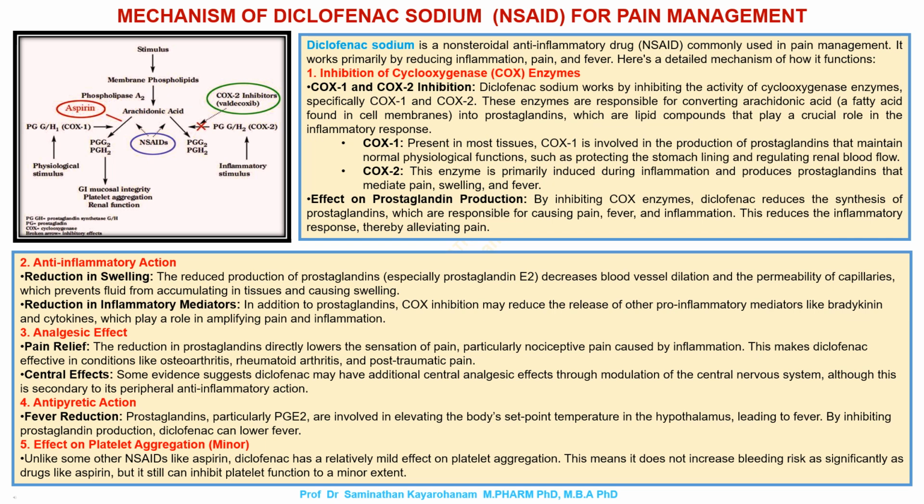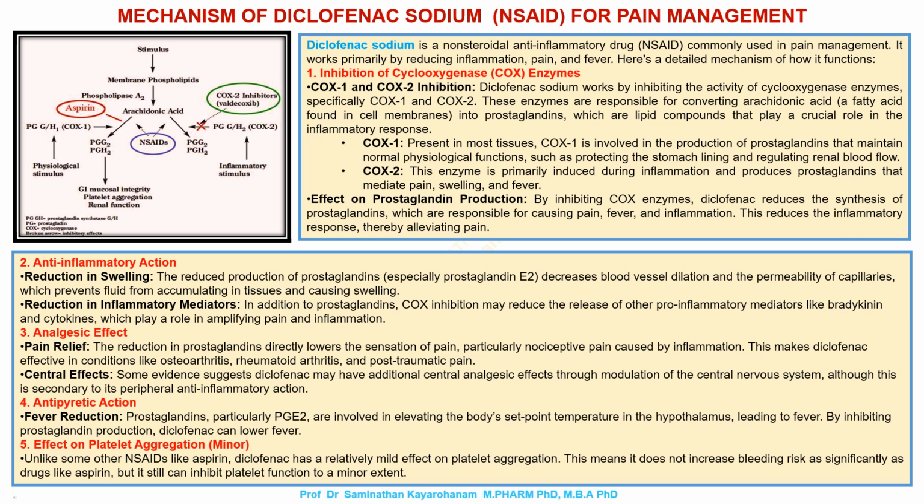1. Inhibition of cyclooxygenase, COX, enzymes: COX-1 and COX-2 inhibition. Diclofenac sodium works by inhibiting the activity of cyclooxygenase enzymes, specifically COX-1 and COX-2. These enzymes are responsible for converting arachidonic acid, a fatty acid found in cell membranes, into prostaglandins, which are lipid compounds that play a crucial role in the inflammatory response.